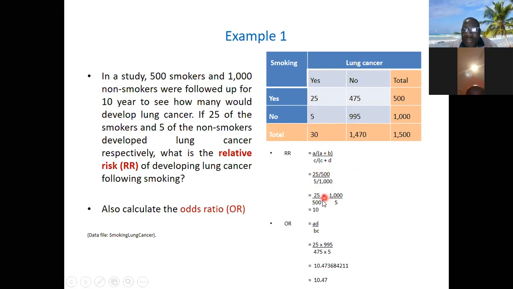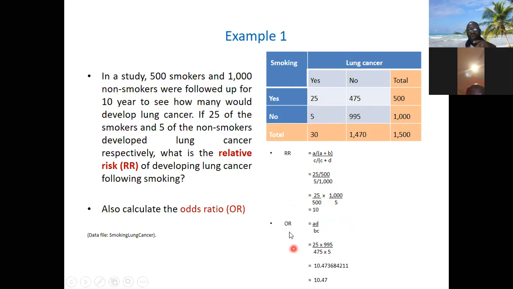Makes sense. So if you solve the mathematics, at the end of the day it gives you 10. The value when you divide 25 over 500 is 10 times more than when you divide 5 over 1,000. So the people that smoke are 10 times more likely to develop lung cancer than the people that do not smoke. So that's all. Very simple. So I think you have appreciated the formula now.